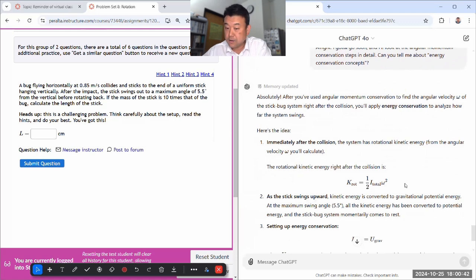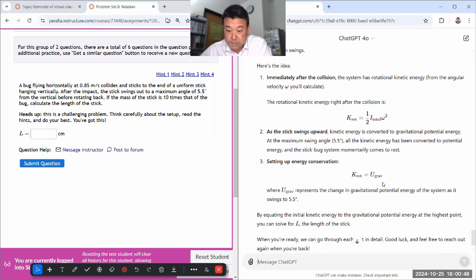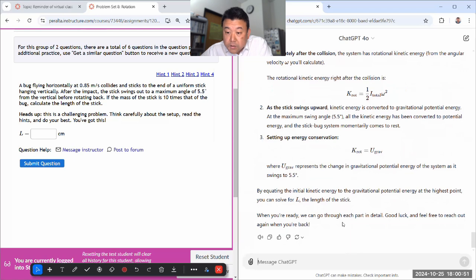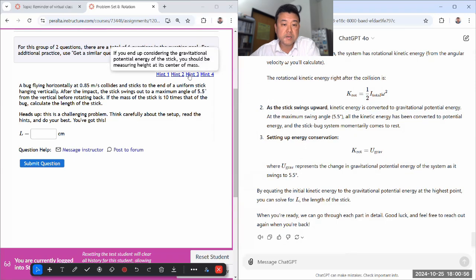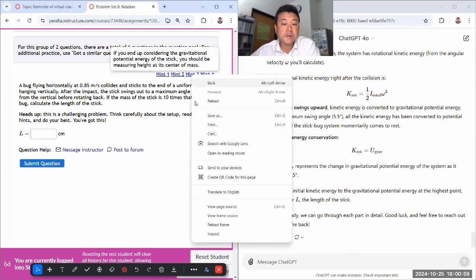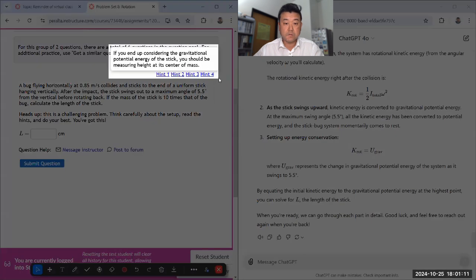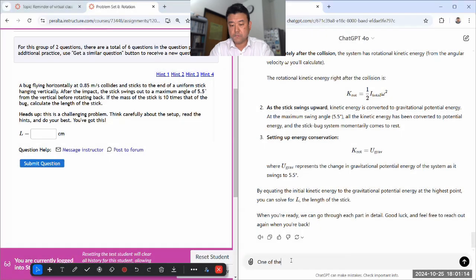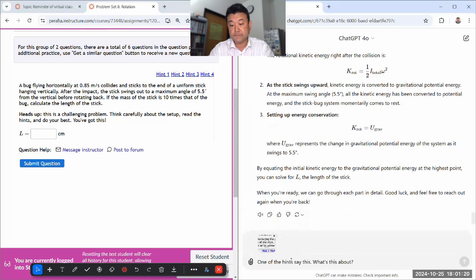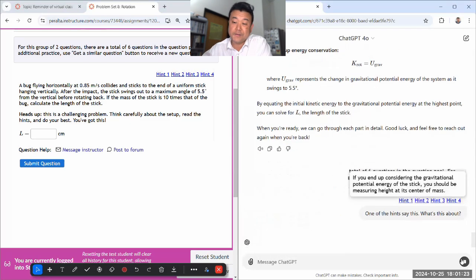Immediately after collision, you have rotational kinetic energy. As it swings up, you have potential energy. You set this up, and so yeah. So let me do this. One of the hints says something about this. What's this about? Have ChatGPT explain it in even more detail.